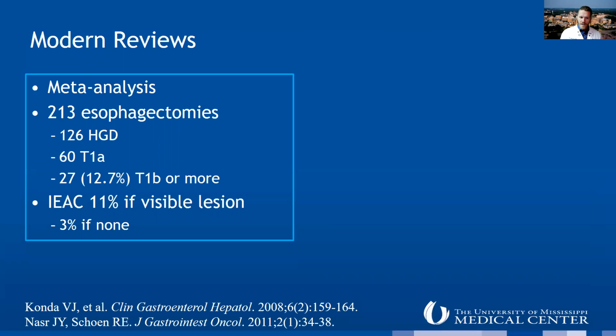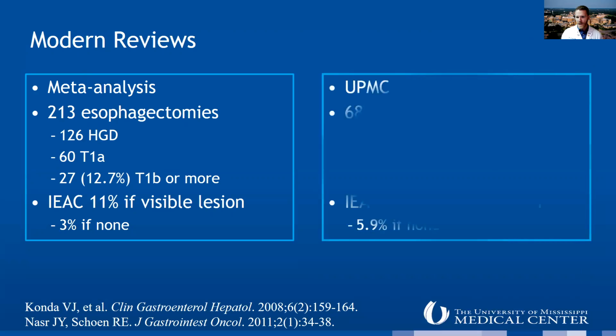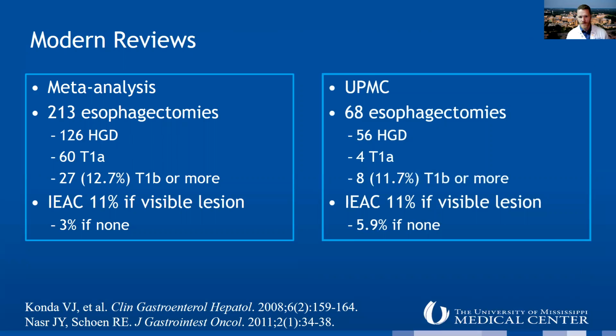And cancer was found in 11% that had a visible lesion, 3% if there was no visible lesion. So again, more and more to the idea that you don't necessarily need to de facto take these out as soon as you have a biopsy that says high-grade dysplasia if there's no visible lesion.